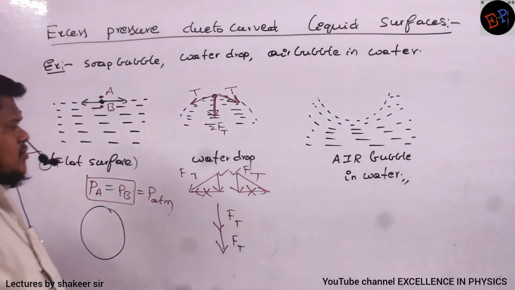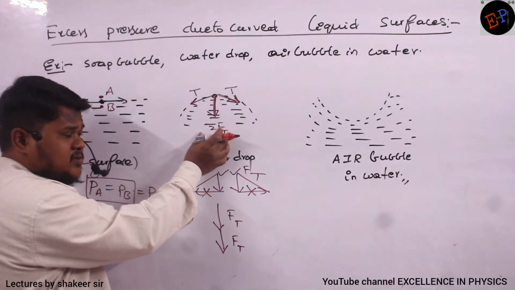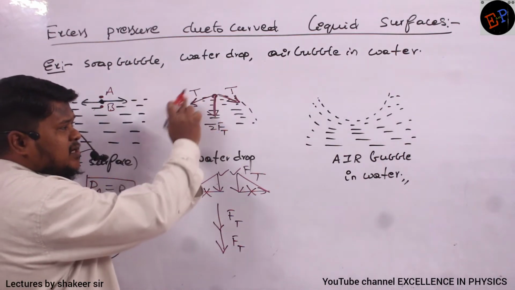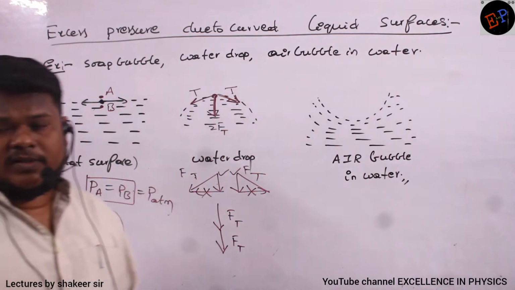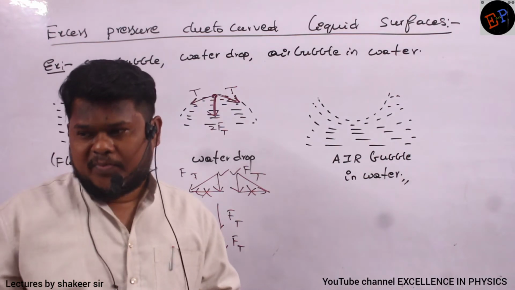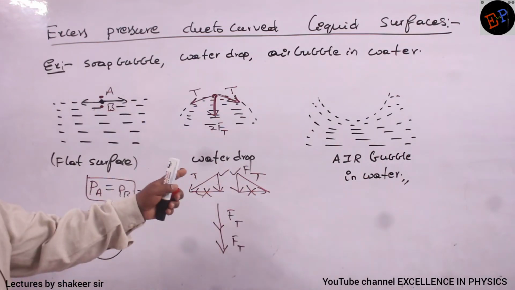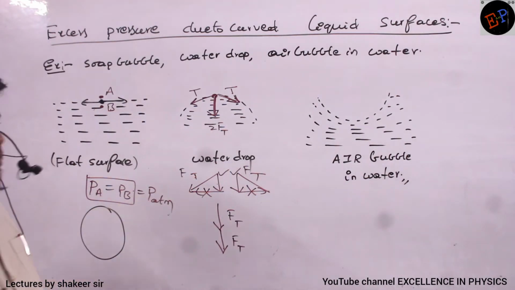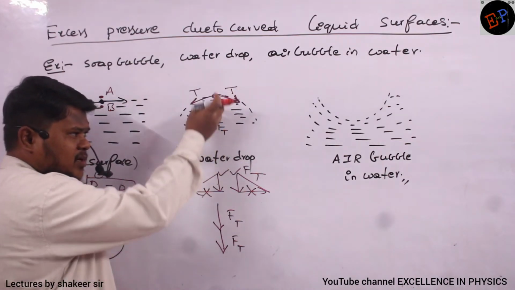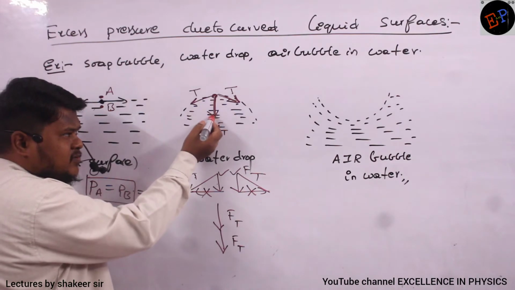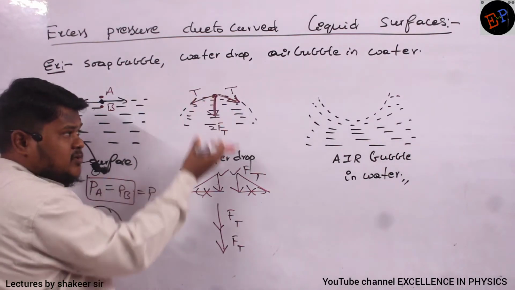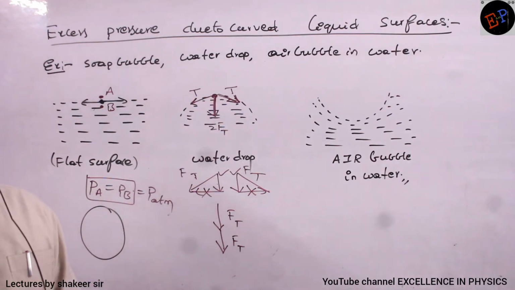Okay? So what are these two forces doing? They are trying to destroy the shape of this water drop. Why is it trying to destroy the shape of this water drop? Because it is pulling this water molecule downwards, no? See, this is the net force. What is this net force doing on this molecule? Trying to pull the molecule downwards.